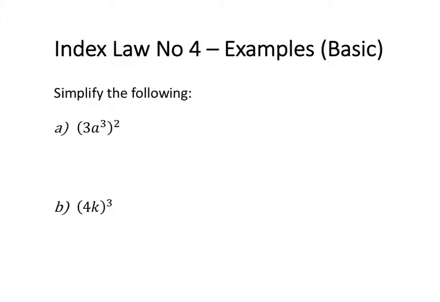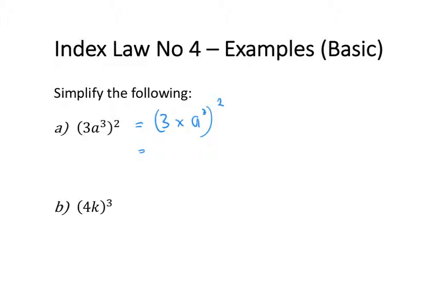So in the next example, I want to simplify 3a to the power of 3 raised to the power of 2. This time inside my bracket, I have more than one term. So that is going to equal 3 times a to the power of 3 raised to the power of 2. So now that I have two terms inside my bracket, I need to multiply the power outside by both lots of indices inside the brackets.